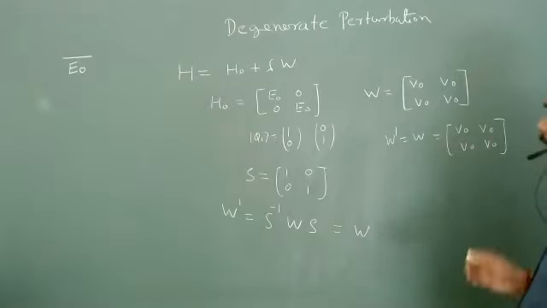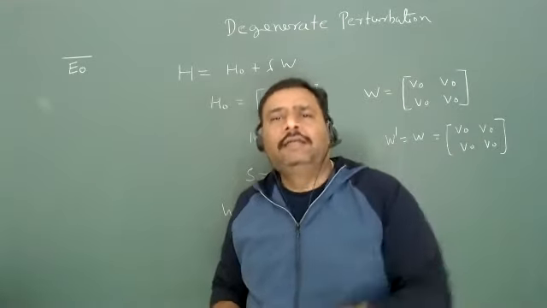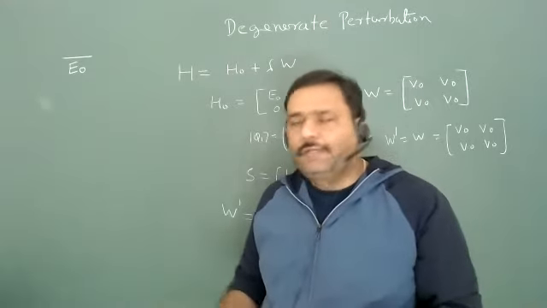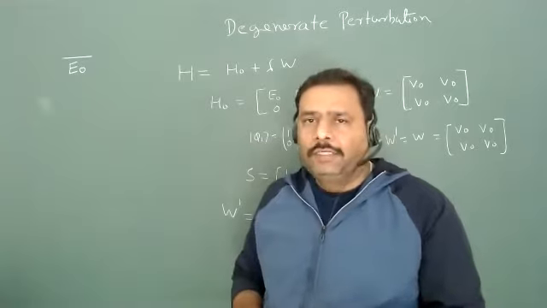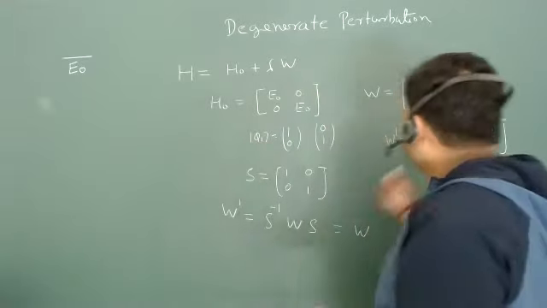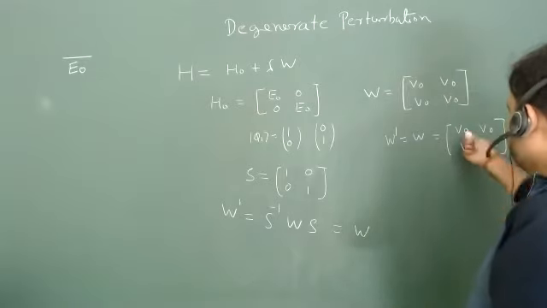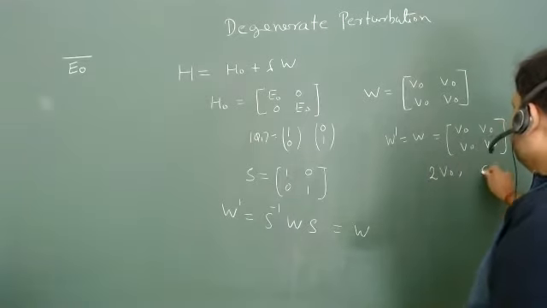When I diagonalize W dash, we know in a very nice way that the diagonal terms will be nothing but the eigenvalues. So we first have to calculate the eigenvalues and then diagonalize W dash, for practice purposes. So what will be the eigenvalues? If you calculate them, I think you will get the eigenvalues 2V naught and 0.